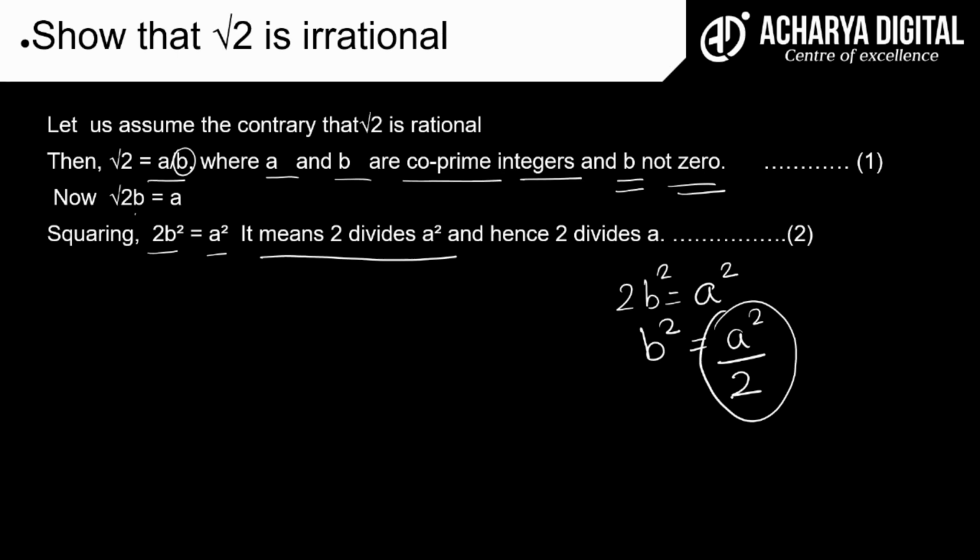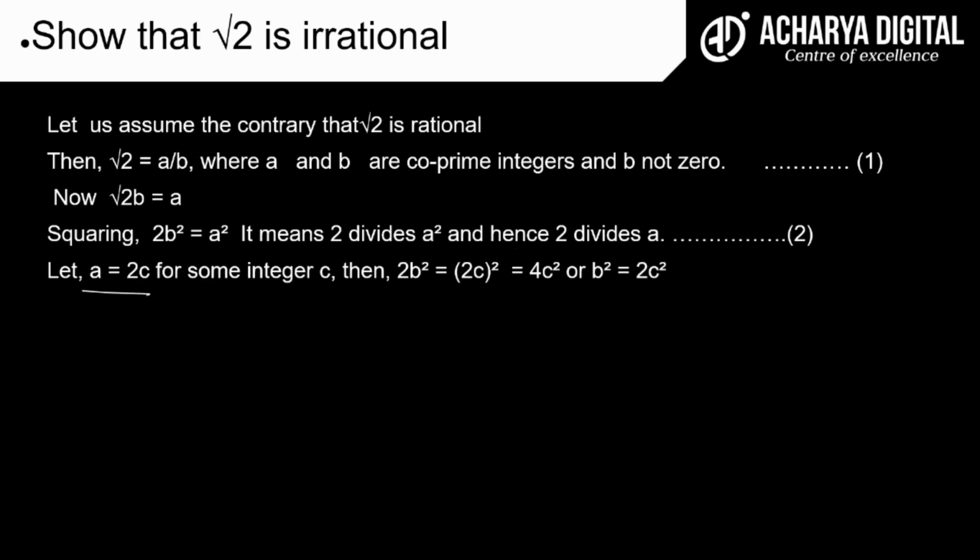So if 2 is dividing a squared, then definitely 2 is dividing a also. For example, if I take 4, 4 is divisible by 2. So what is the square root of 4? 2. So 2 is also divisible by 2, right? 2 divides a squared means 2 divides a also.